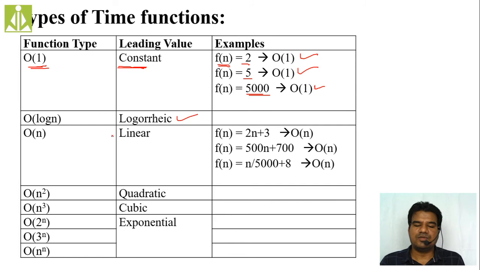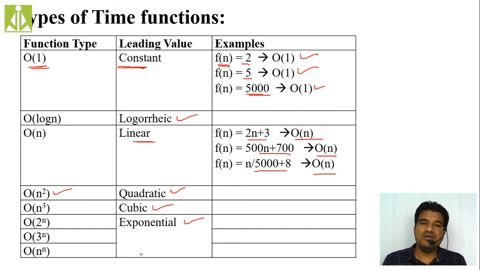If you have a linear function, like 2n plus 3, 500n plus 700, n divided by 5000 plus 8, where your term is n to the power 1, then you will get order of n. If you have a quadratic equation, you will get order of n square. If you have a cubic equation, you will get order of n cube. If you have exponential equations, you will get 2 power n, 3 power n, n power n, like that. So these are some of the summaries for those functions.